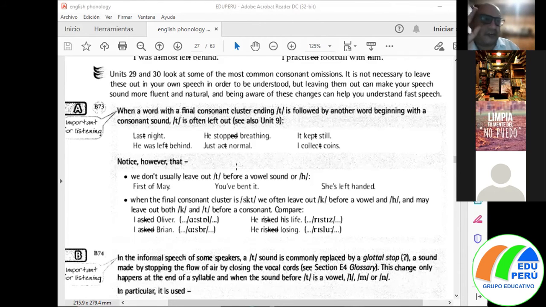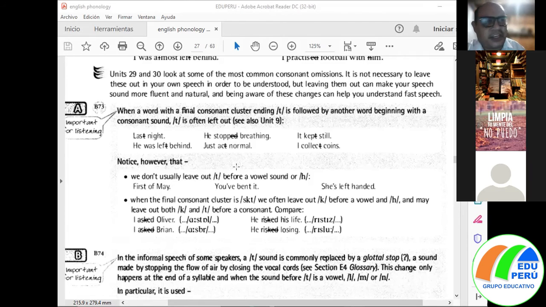Look at the example. First, slowly: last night. Now, connected: last night. The sound t is not pronounced. The other, he was left behind. Left.